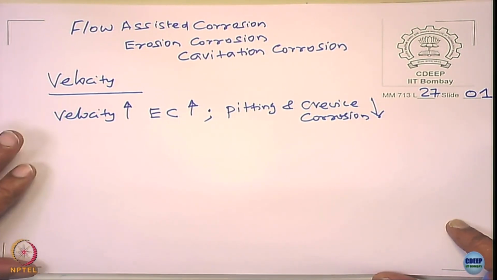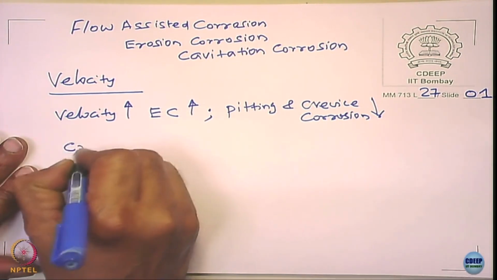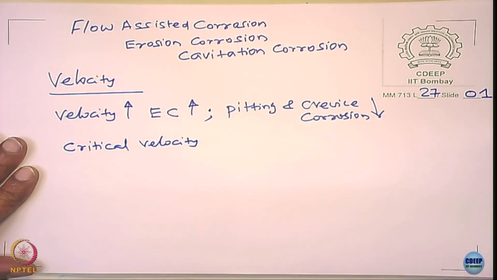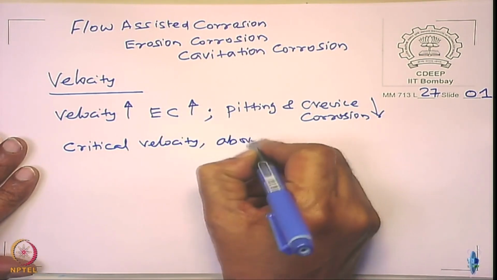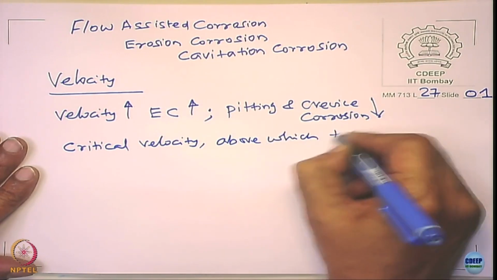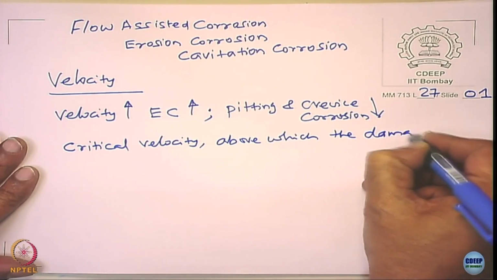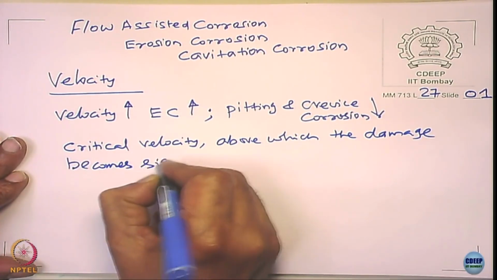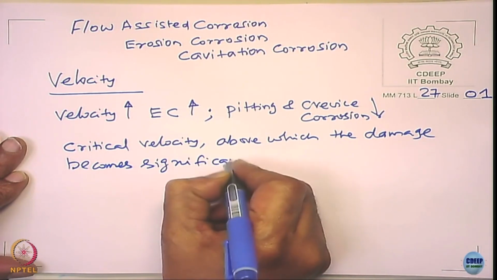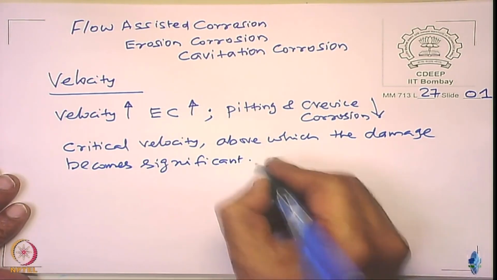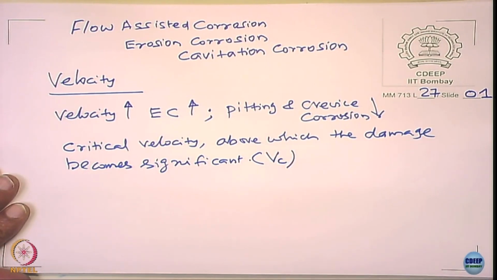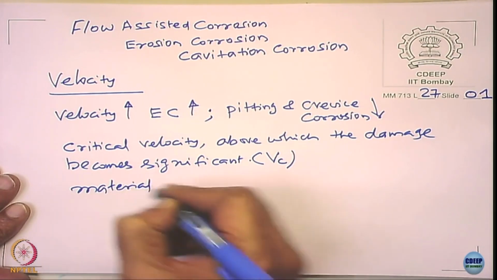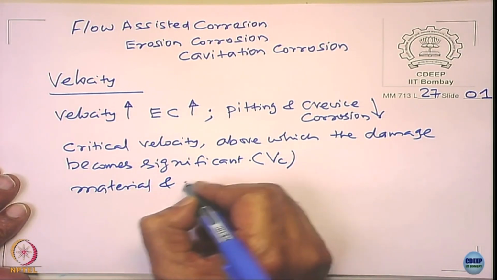It is also necessary to understand that there is a critical velocity above which the damage becomes significant, right. And this critical velocity that we talk about is material dependent, and of course environment dependent.